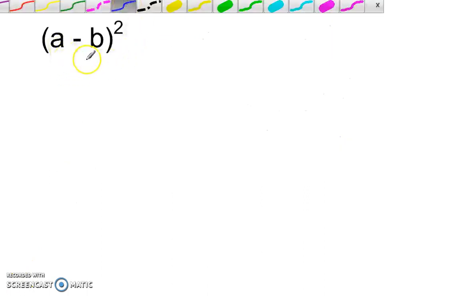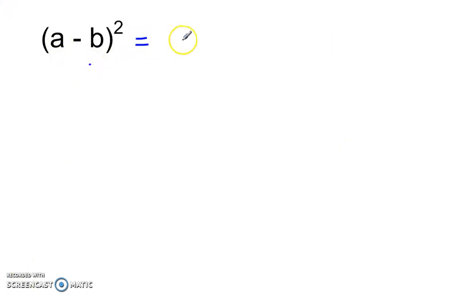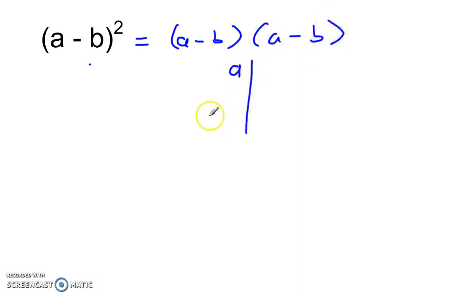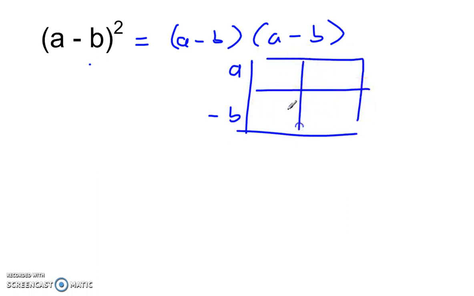If we have a difference squared, it's similar, a minus b times a minus b. Okay, we'll make a little box, a, and then minus b down here. A times a, again, is a squared. A times negative b is negative ab. Negative b times a is negative ab. And negative b times negative b is positive b squared.